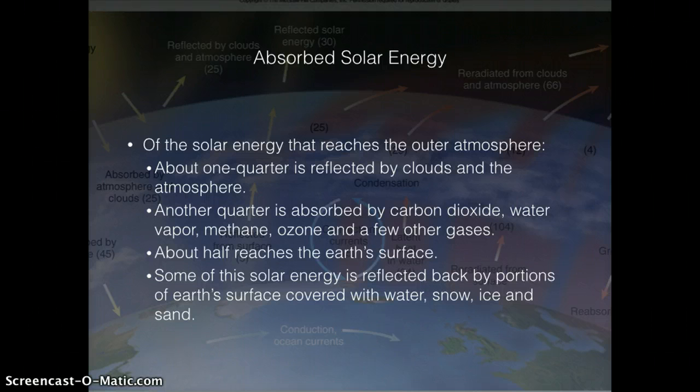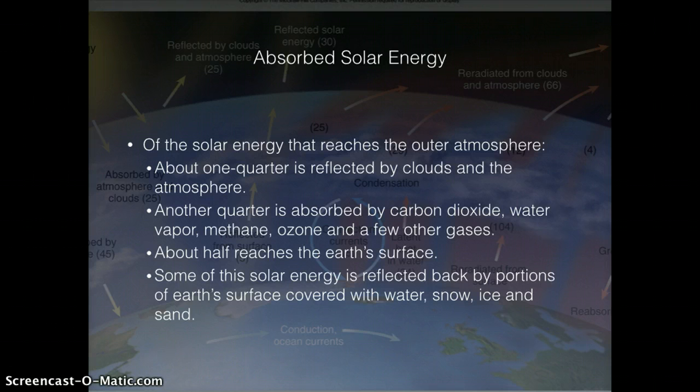The sun supplies the Earth with abundant energy, especially near the equator. Of the solar energy that reaches the outer atmosphere, about 1/4 is reflected by clouds and atmospheric gases, and another quarter is absorbed by carbon dioxide, water vapor, ozone, methane, and a few other gases. We'll see in the next figure. This absorbed energy warms the atmosphere slightly.